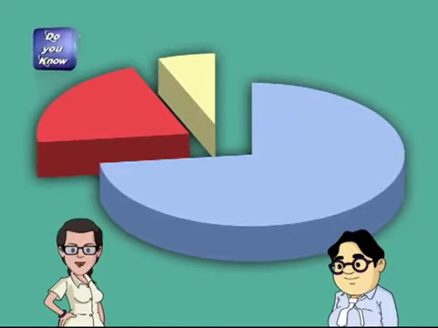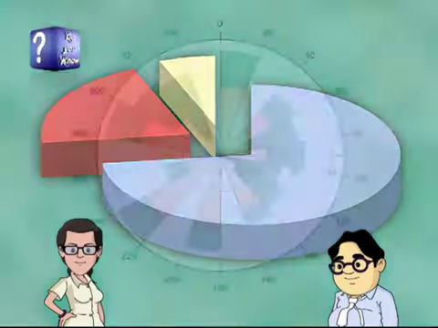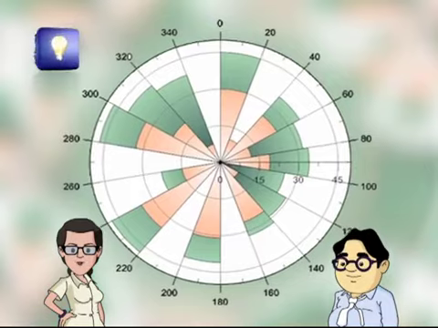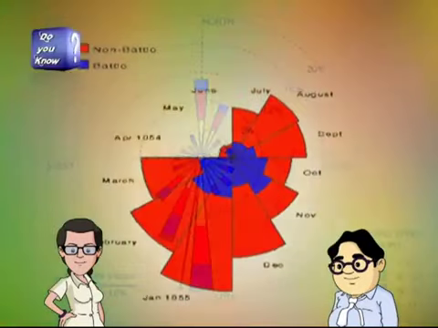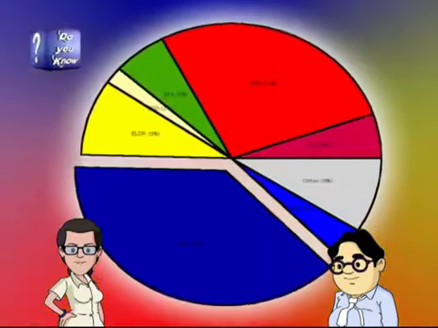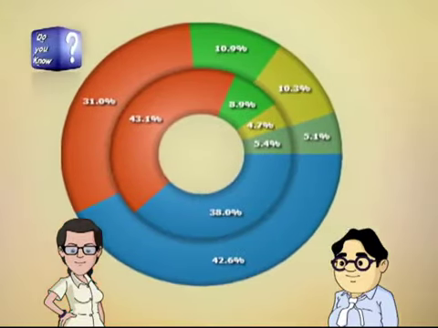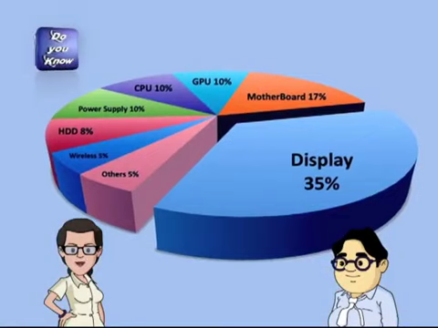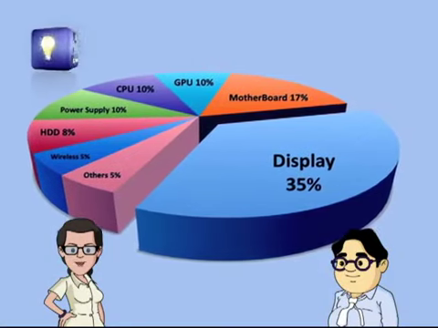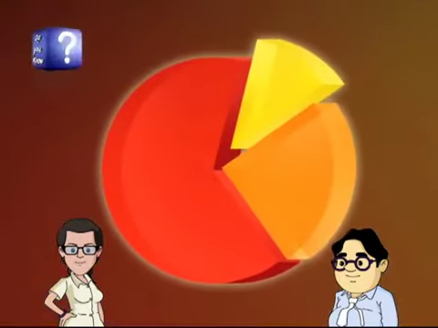These days, there are many variations of pie charts, like polar area diagrams, spie charts, radial charts, exploded pie charts, 3D pie charts, and donut charts. However, still the most commonly used is the simple pie chart which we have studied.